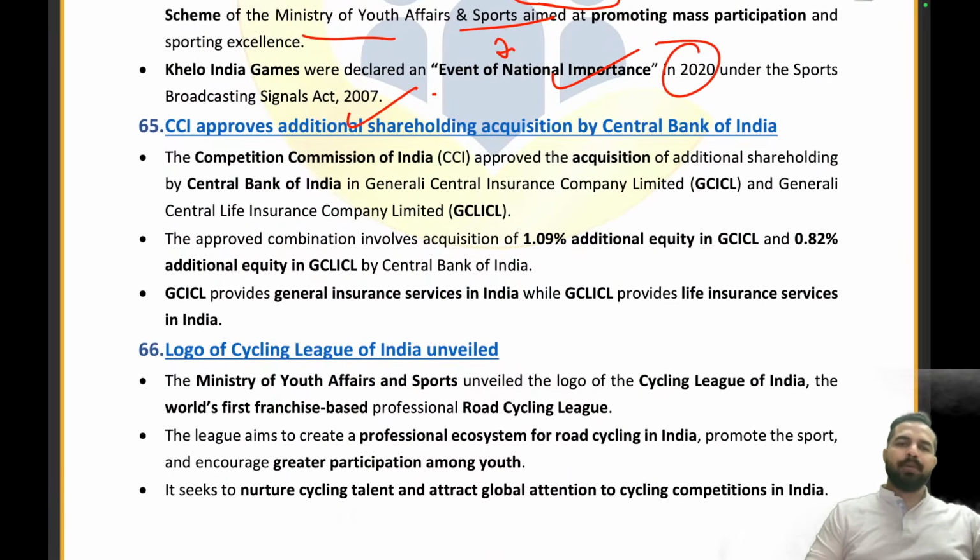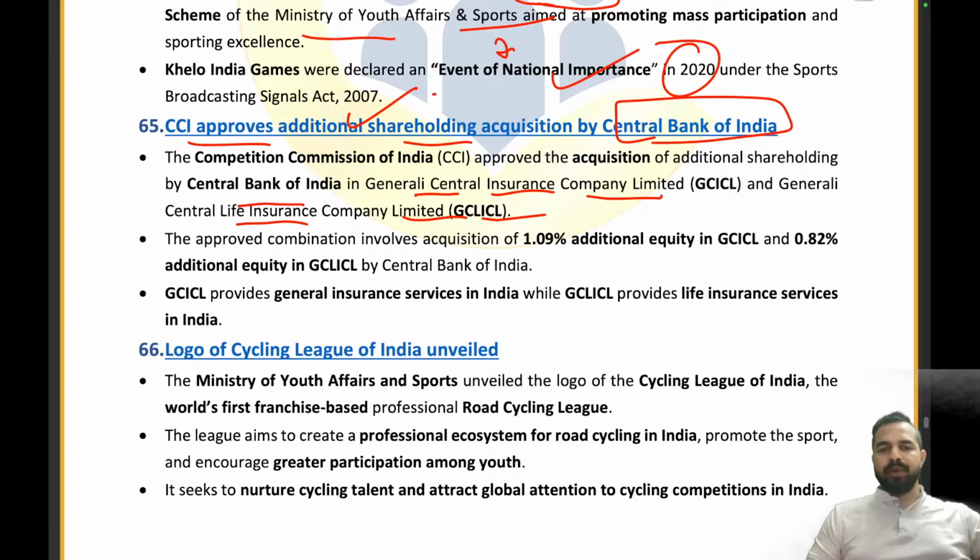Moving ahead, the Competition Commission of India has approved the additional shareholding acquisition by the Central Bank of India. So Central Bank of India will be having additional shareholding in the Generali Central Insurance Company Limited and Generali Central Life Insurance Company Limited. So 1.09% of additional equity in the GCICL and 0.82% in the GCLICL will be acquired by the Central Bank of India as part of this approval from the Competition Commission of India. Clear, what is the name of the bank? That is Central Bank of India.